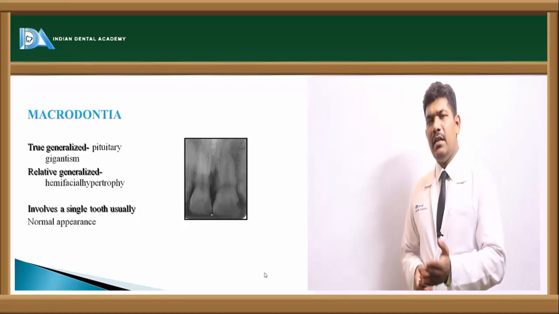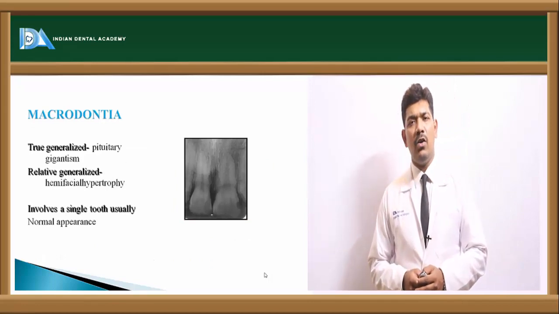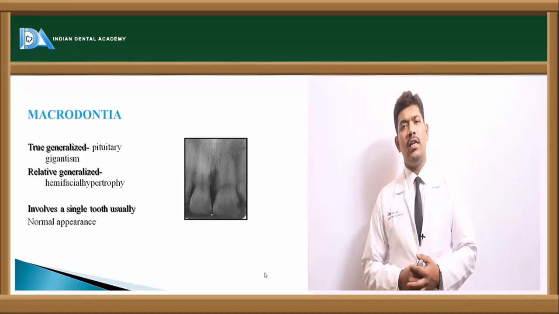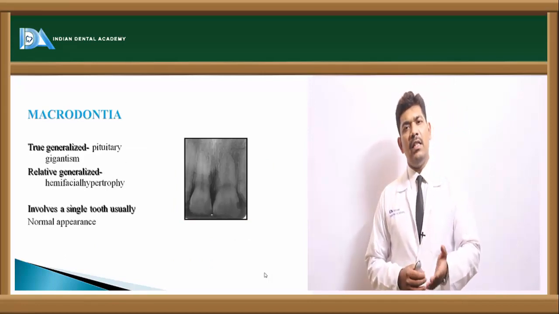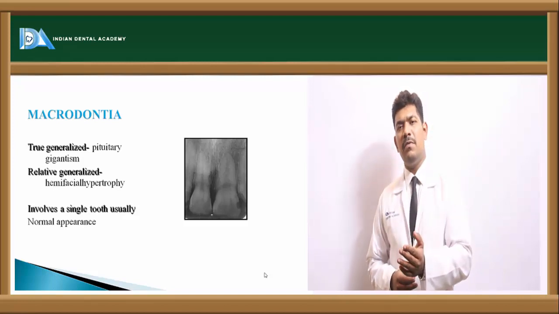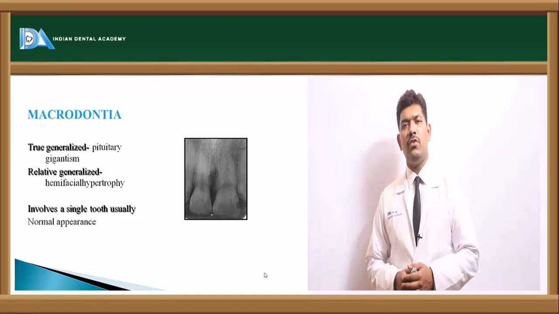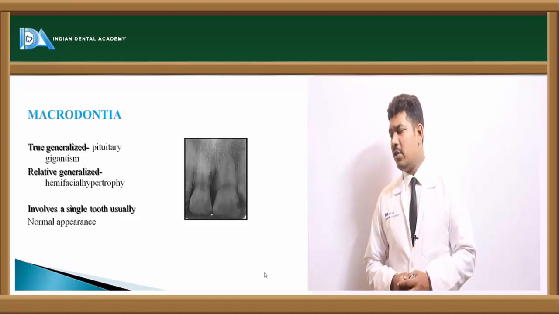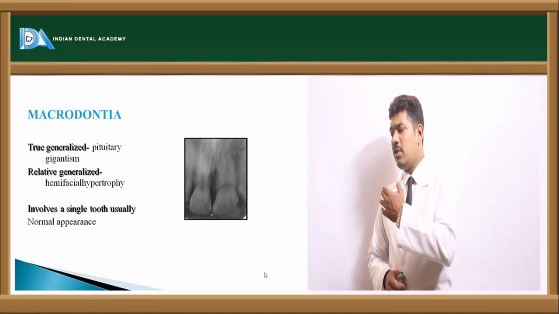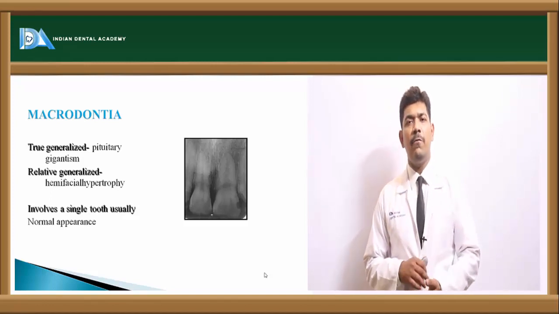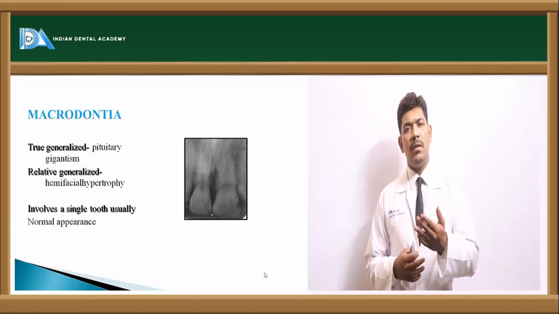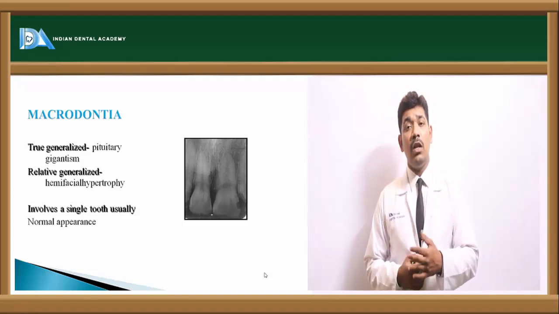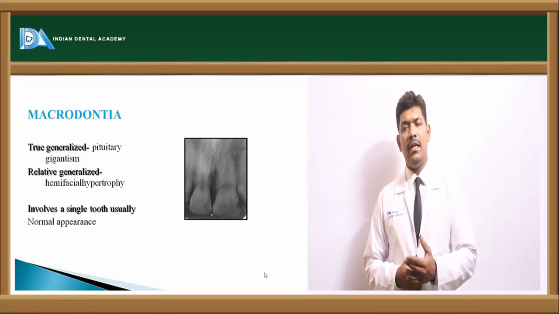Now similarly, we also have this in macrodontia, wherein again we have true generalized and relatively generalized. Again the situation is the same. In the true generalized, we have actual increase in the size of the teeth, seen in pituitary gigantism. Also in relative generalized, we have a few conditions wherein the jaws might be smaller in size than the normal.